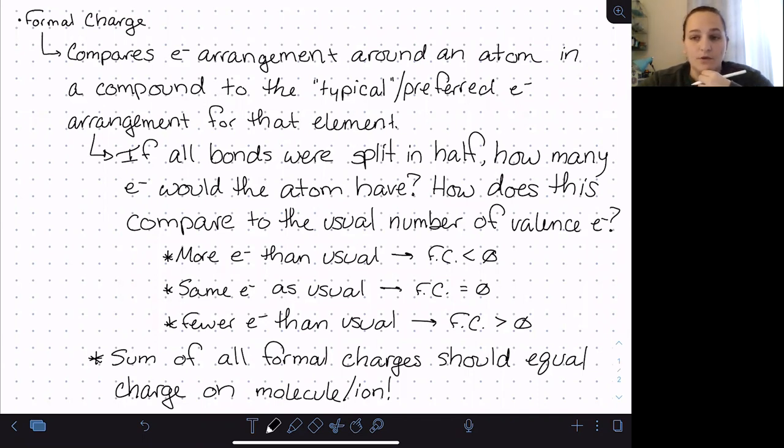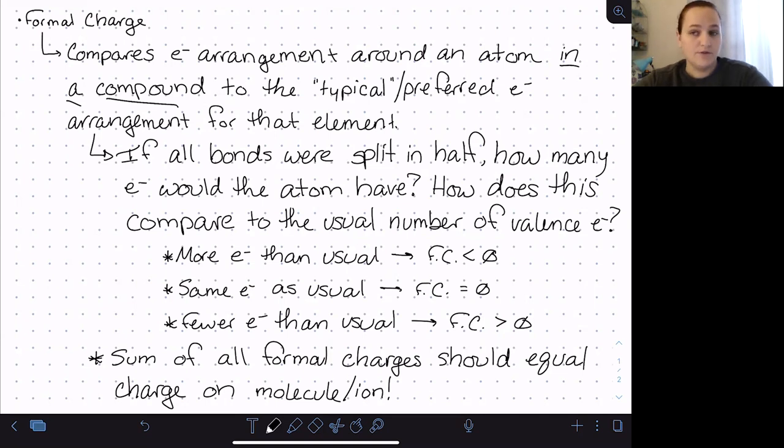So essentially what the formal charge is doing is comparing the arrangement of electrons around an atom in a compound to the typical or preferred electron arrangement for that element. So essentially what it's asking is, if all of our bonds were split in half, how many electrons would the atom have? And how does this compare to its usual number of valence electrons?